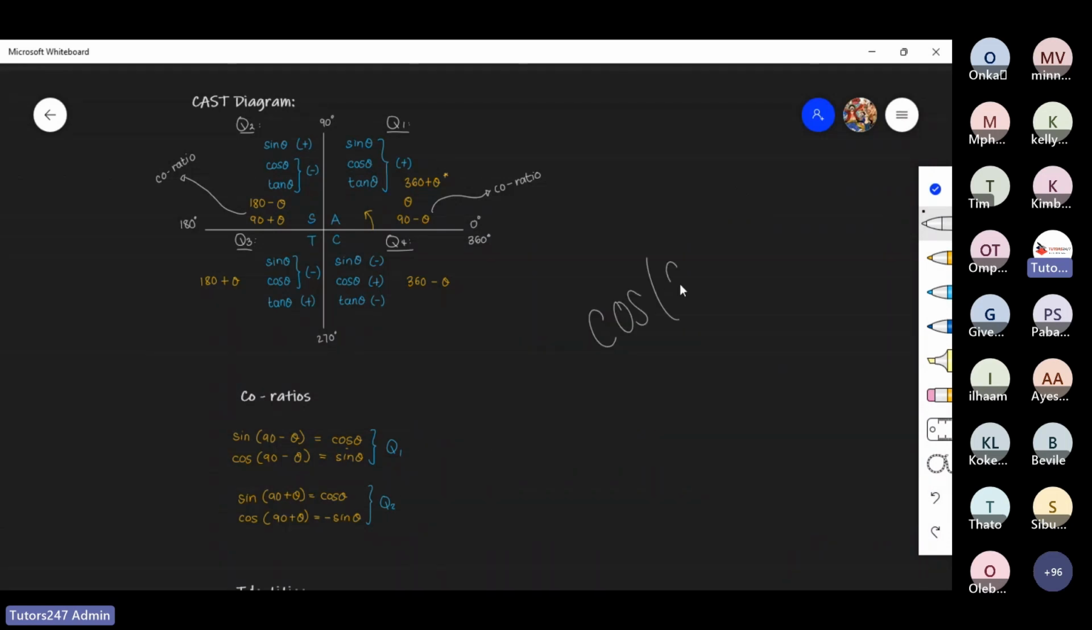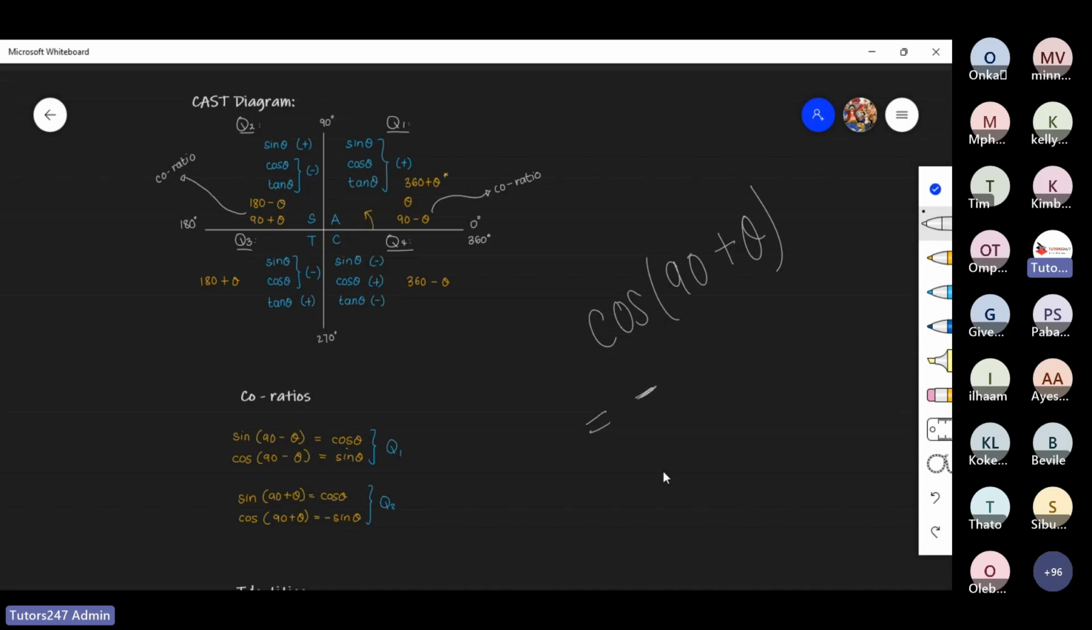We've got cos of 90 plus theta. Question number 1, what quadrant is this in? We know that 90 plus theta is in quadrant 2. Next question, is this positive or negative in quadrant 2? We know that only sine is positive in quadrant 2, therefore cos is going to be negative.